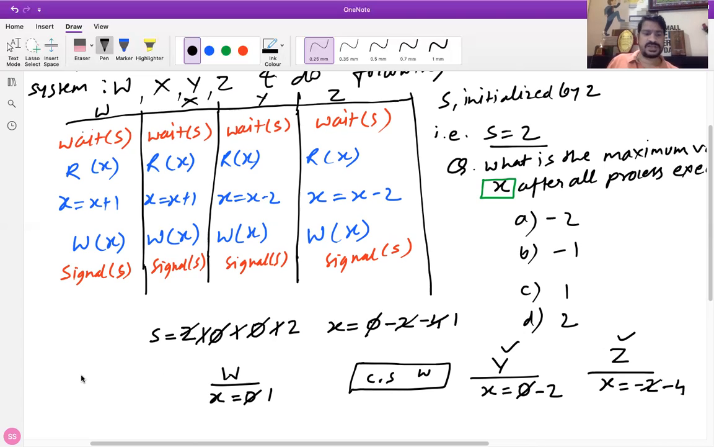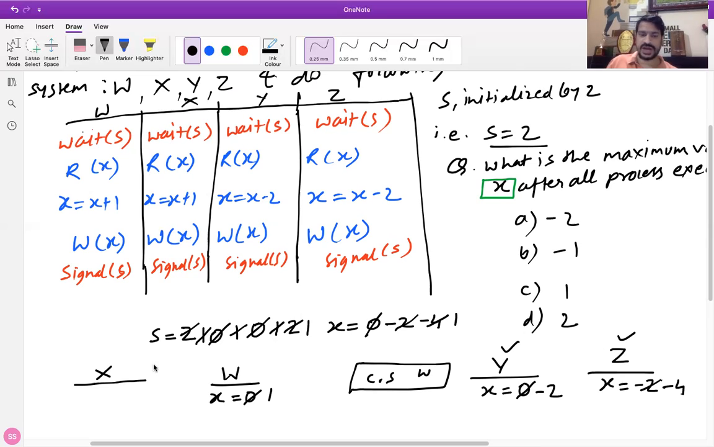Now, which process is left? So process X is left. Now X will execute. It will first execute the wait method. The value of S is 2. So we'll allow X to go to the critical section by decrementing the value of S by 1. And then it will read the value of X from the system.